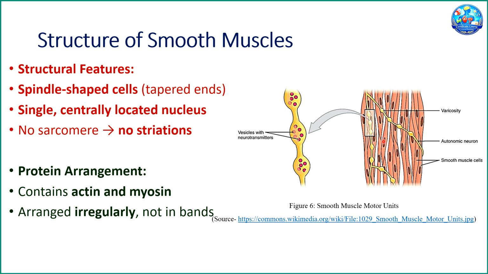And these muscles lack organized sarcomere structure. So this explains that definitely they don't have any striations. And the contractile proteins are present, but they are arranged irregularly. So they have actin as well as myosin, but the arrangement is irregular. Hence, we don't find any bands.